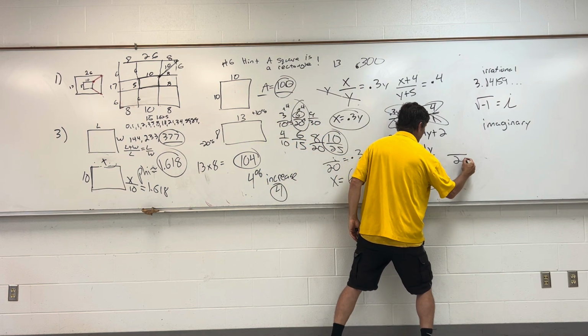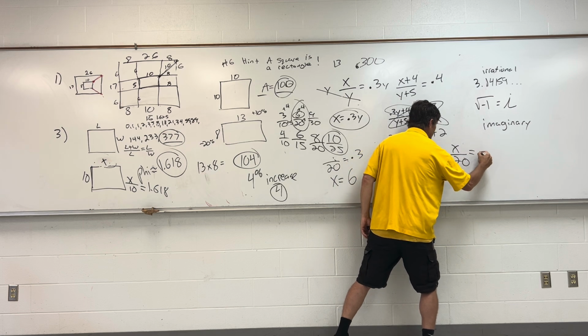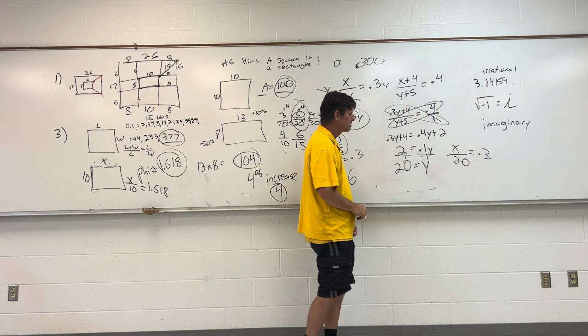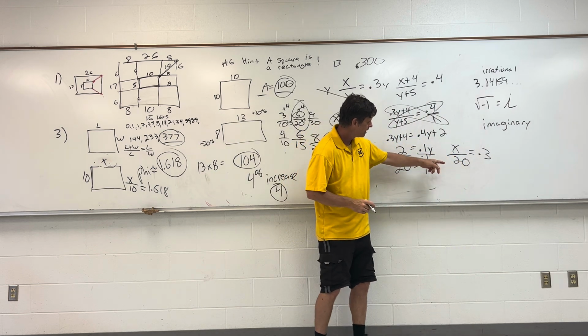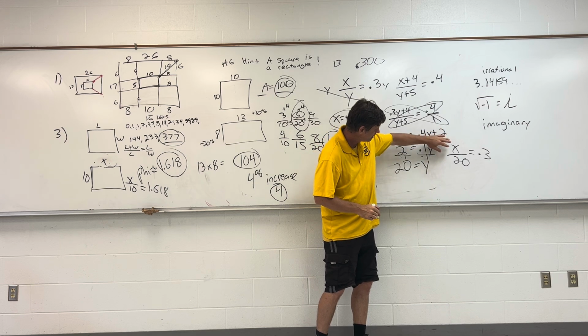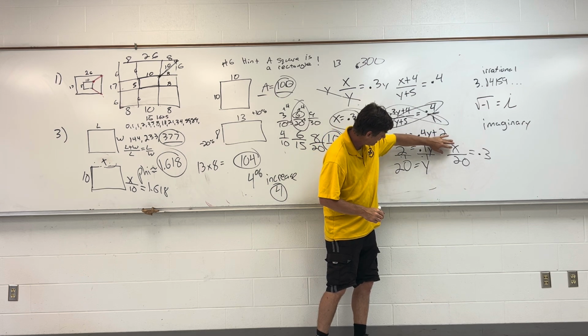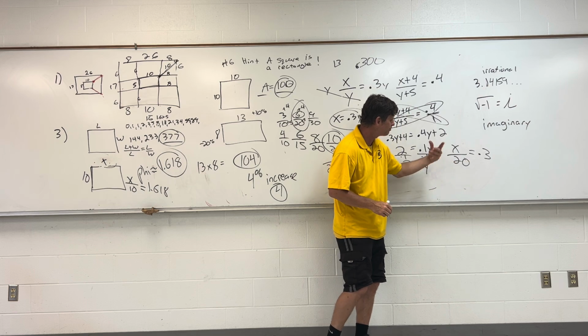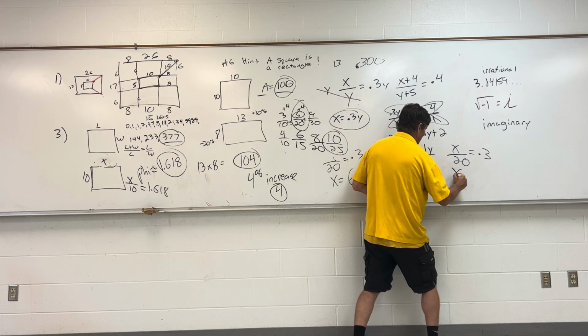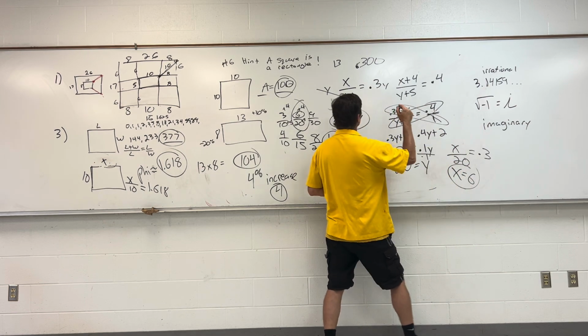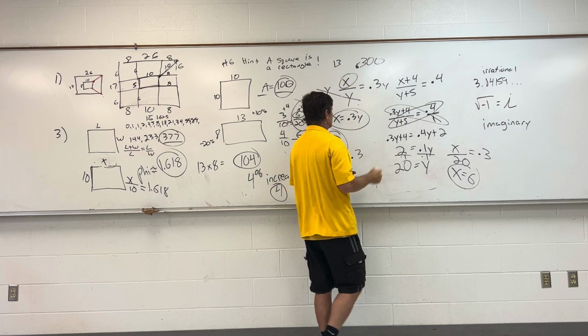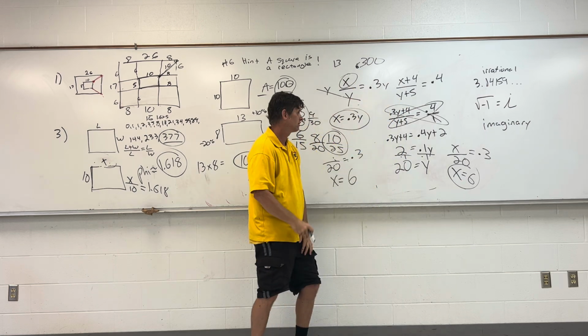So something over 20 equals 0.3, because it asks for the original amount of hits. And then I could say x divided by 20 is 0.3, so I multiply both sides by 20, and x equals 6. So the original amount of hits was 6, okay?